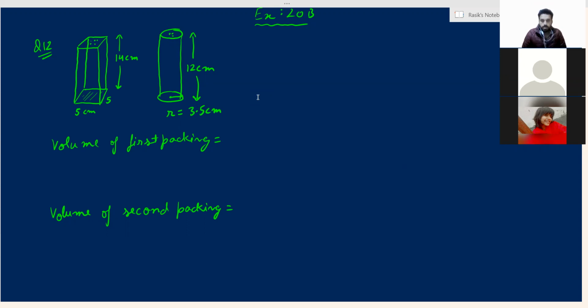Question number 13. Mayank, read the question. Find the cost of painting 15 cylindrical pillars of the building at 2.50 rupees per square meter if the diameter and height of each pillar are 48 centimeter and 7 meters respectively. So what do we have to do? Explain.